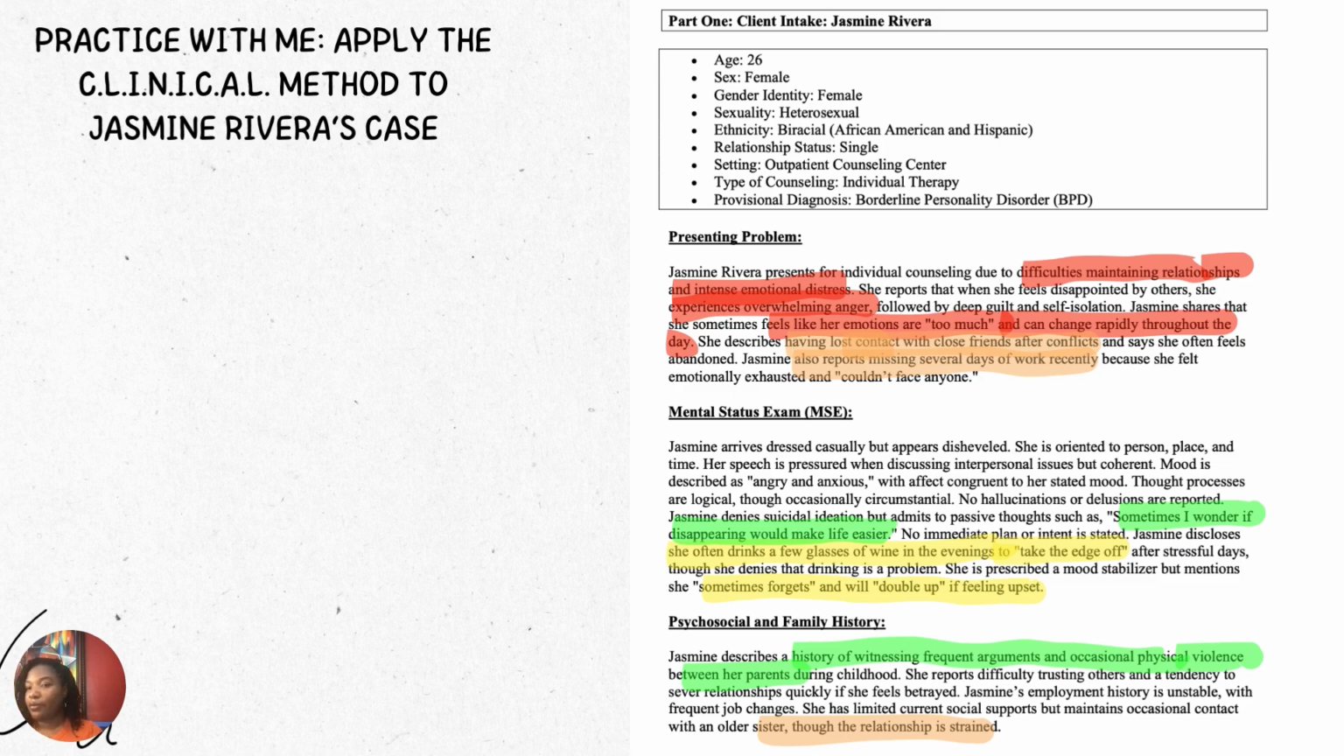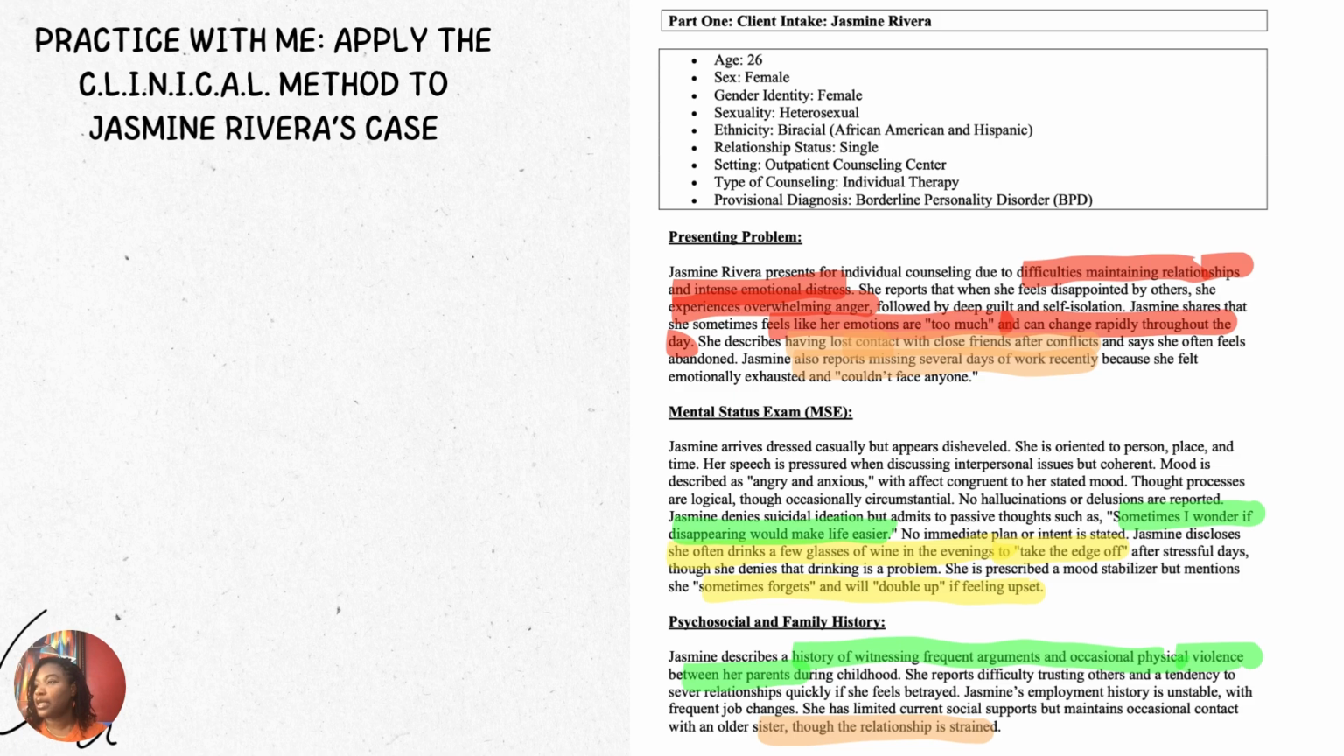I went ahead and read all three sessions just for the sake of time. So, in this right here, let's go through the clinical method. It's pre-highlighted. The red highlight represents the C. We always start with the client's presenting problem. What brought Jasmine to counseling?